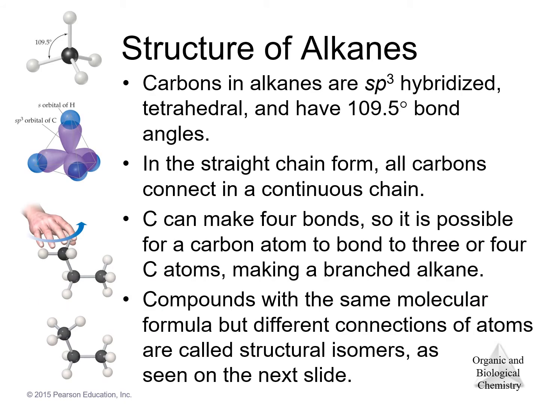Structure of alkanes: carbons in alkanes are sp3 hybridized. They're tetrahedral and have 109.5 degree bond angles. Most of them are straight chains or continuous. Compounds with the same molecular formula but different connections are called structural isomers. We're going to see those next.